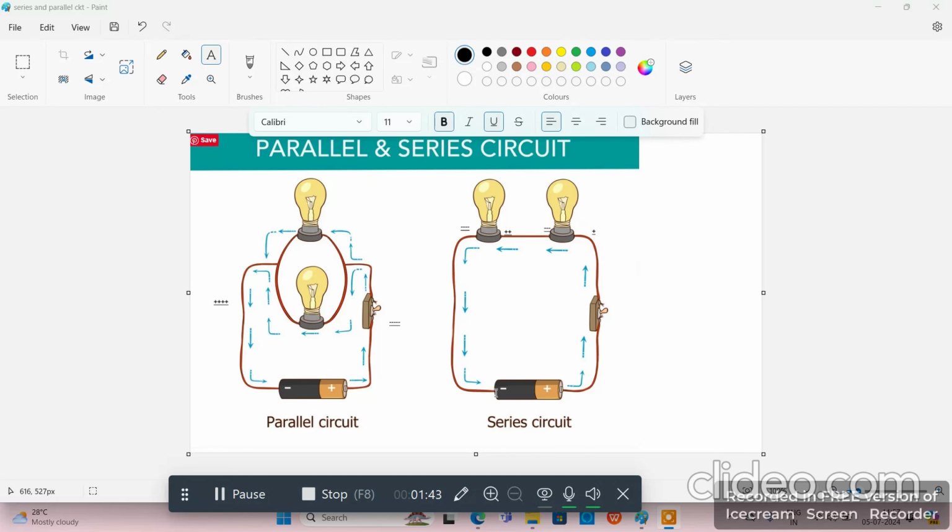In series or parallel connection, we start from the positive and end at negative, and it will never happen that negative is ending at a positive connection. That kind of connection is called a wrong connection. So this is about the series and parallel connection.